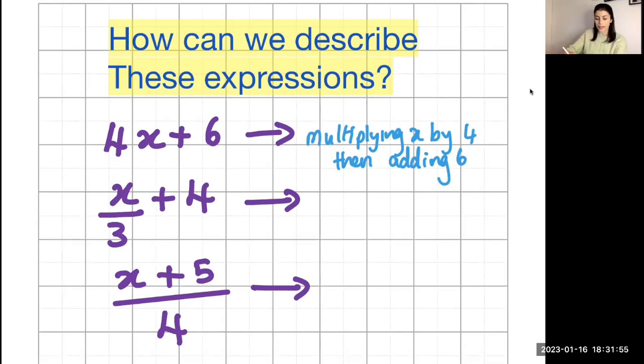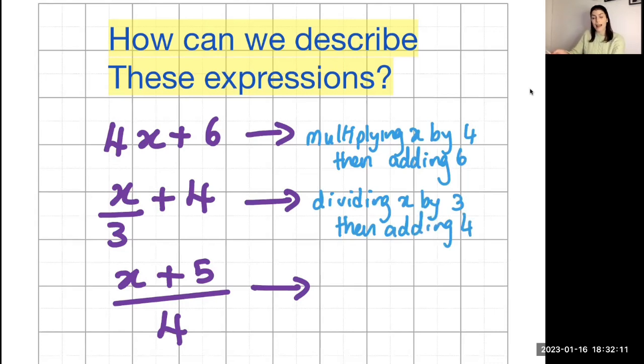The next one says you're dividing x by 3 then adding 4. So if you're working backwards, you would subtract the 4 and then multiply by the 3. Because what I see happening a lot in solving equation questions is that students would multiply by the 3 first and then subtract the 4, which you can't do.